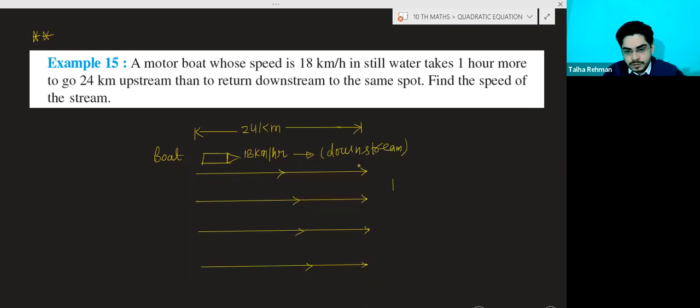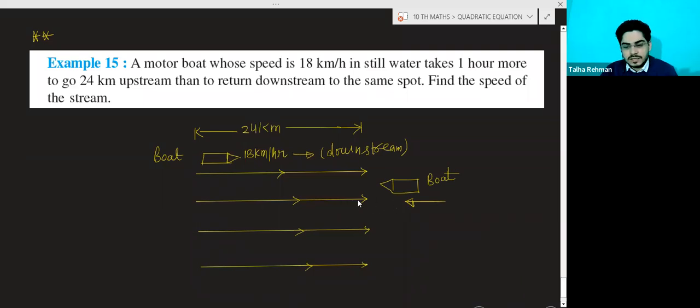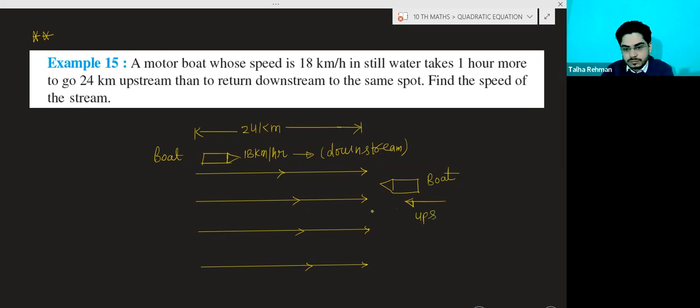If this boat is moving in this direction, it means the boat is moving upstream. Upstream means opposite to the direction of flow of water or stream. So this is the upstream. Now it's clear: upstream and downstream.